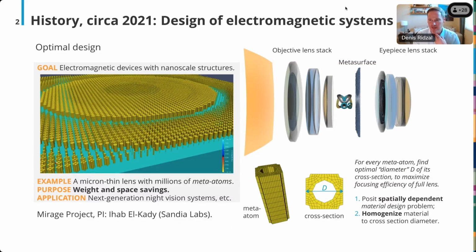All right, so a little bit of history first. Why did we go down this route? About 4 years ago, we were working on a project where we were trying to design electromagnetic systems. And the goal here, and this was a DARPA project, was to replace some of the optical systems for night vision goggles with lightweight and shorter length scale systems. The way they were going about it was to replace some of the optical elements, such as lenses, with so-called metasurfaces.